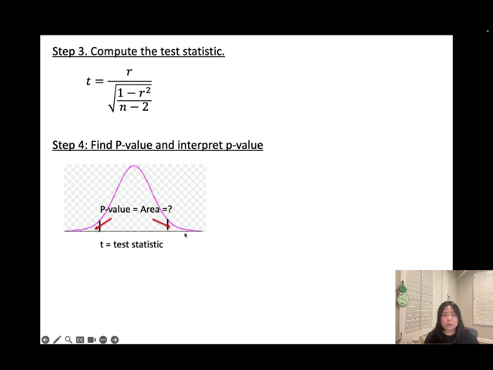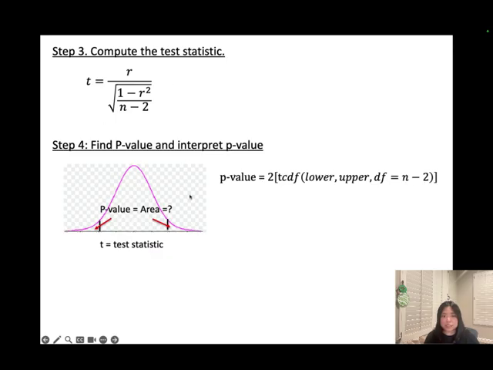Okay, so how can we find the p-value? We'll be using the tcdf, and the lower value depends on your test statistic. If your test statistic is negative, then your lower value will be negative 1E99, the upper value will be the test statistic, and then the degrees of freedom, n minus 2.